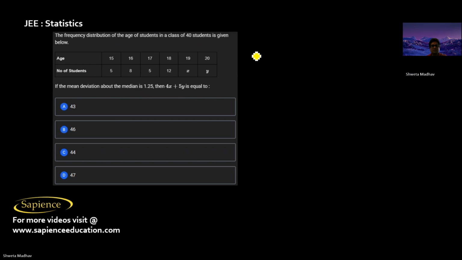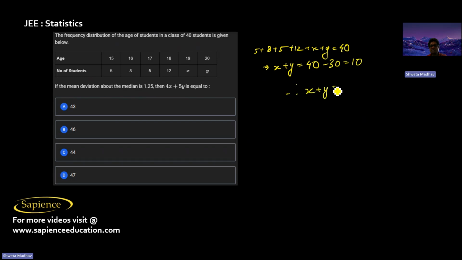Since there are 40 students, the sum of the frequencies, that is 5 plus 8 plus 5 plus 12 plus x plus y, is equal to 40. So this is equation 1. That means x plus y will be equal to 40 minus 30, that is 10. Therefore x plus y is 10, so this is equation 1.